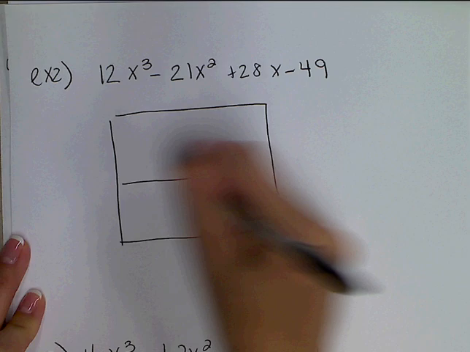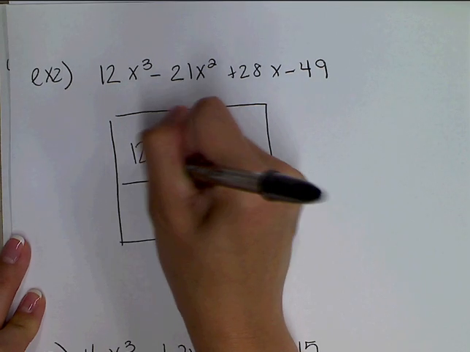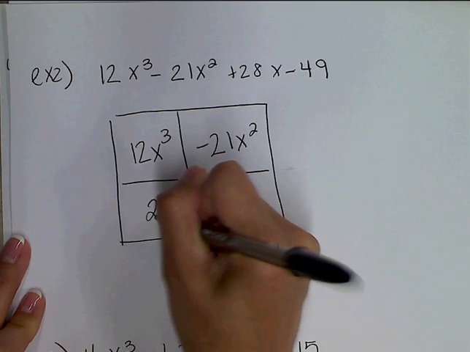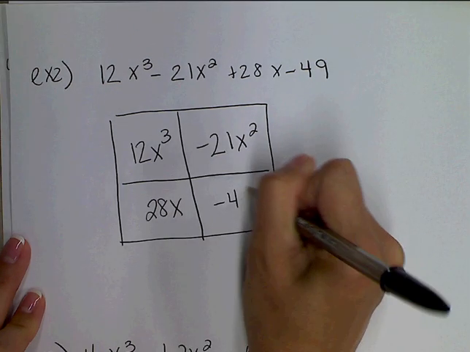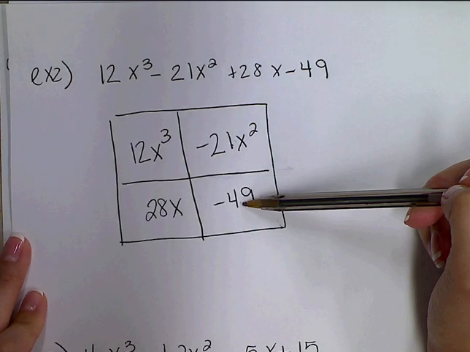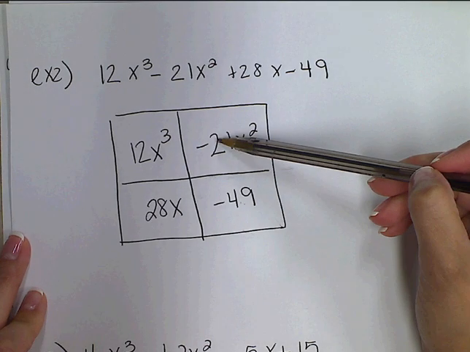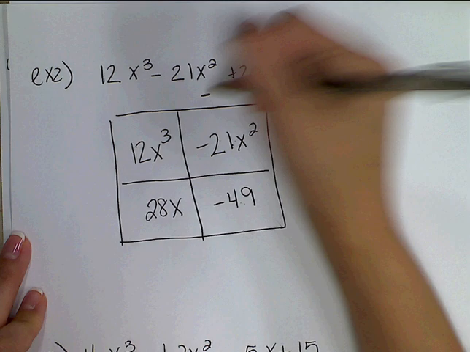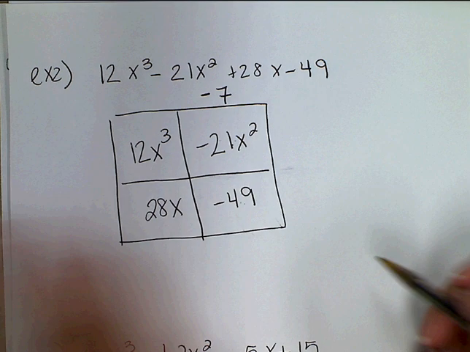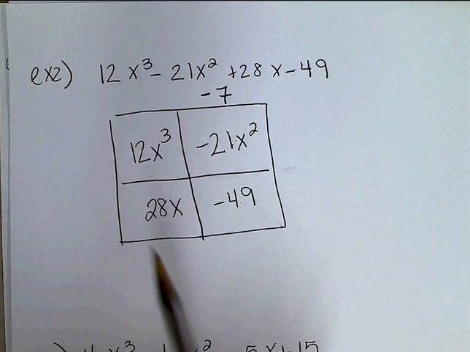So I'm going to make my box, put them in order, and GCF of these 2 boxes. This one is negative, it's my first box, so it needs to be negative. And it's going to be a negative 7. Then I have to do these 2 boxes.